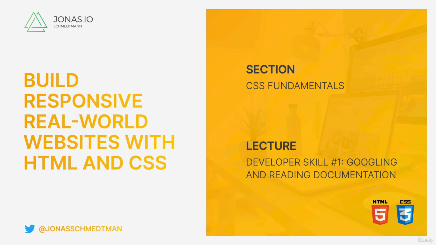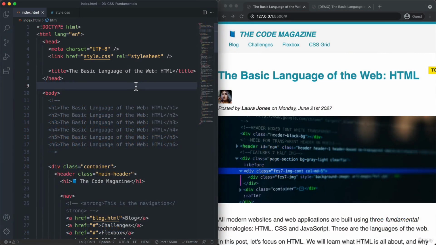And so in this lecture, I want to quickly show you some techniques that I use to Google stuff that I don't know, and also how to read documentation in order to learn something about a property that you don't know yet or that you don't remember how exactly to use. And let's start with a hypothetical but real-world scenario. So let's imagine that you build a form on your web page, and that form has a button.